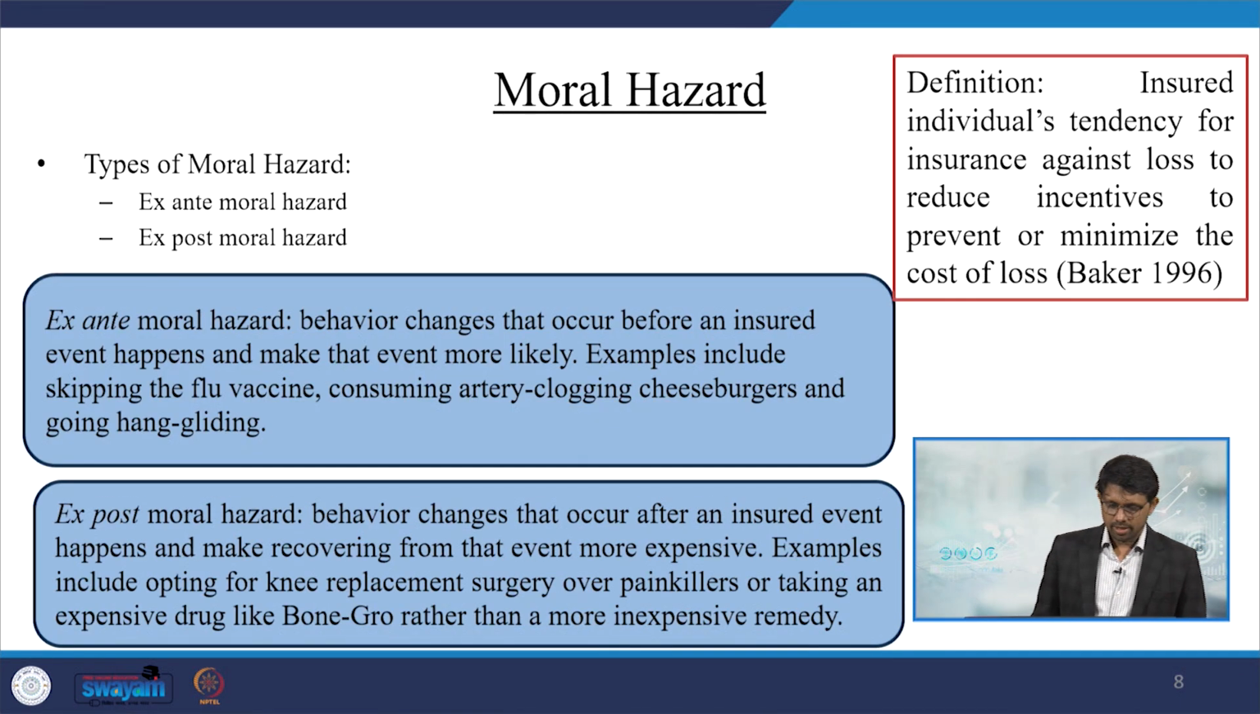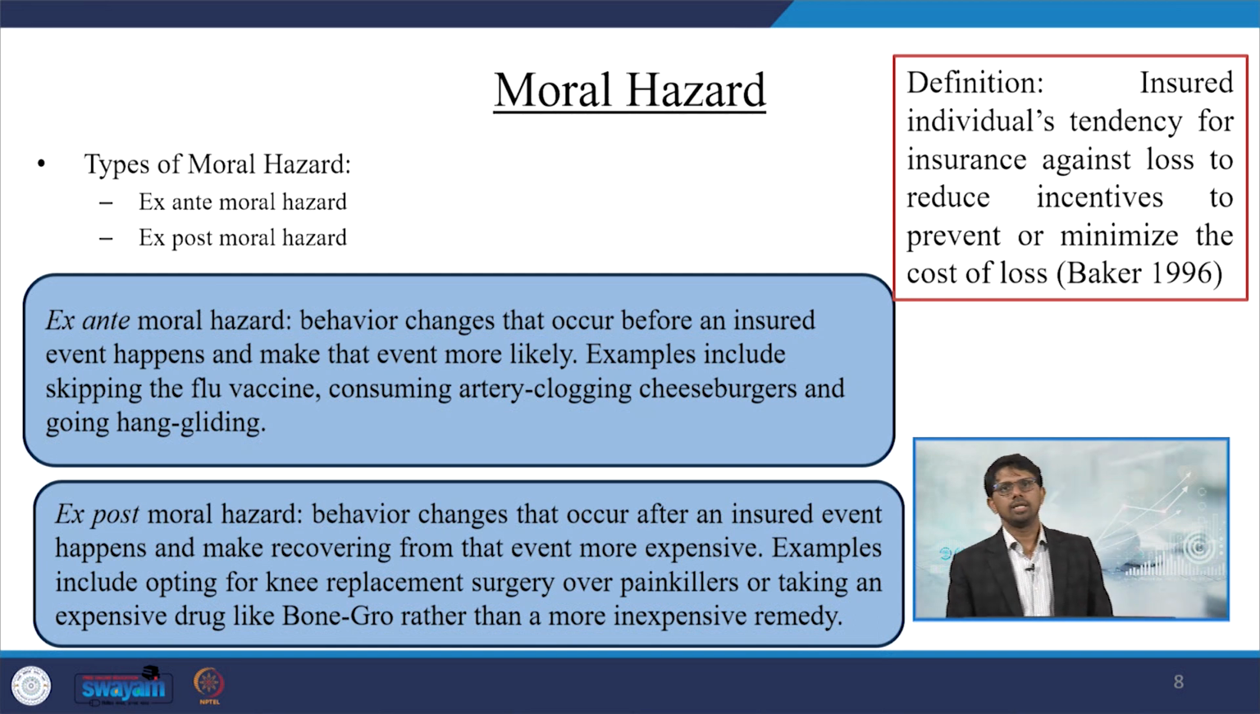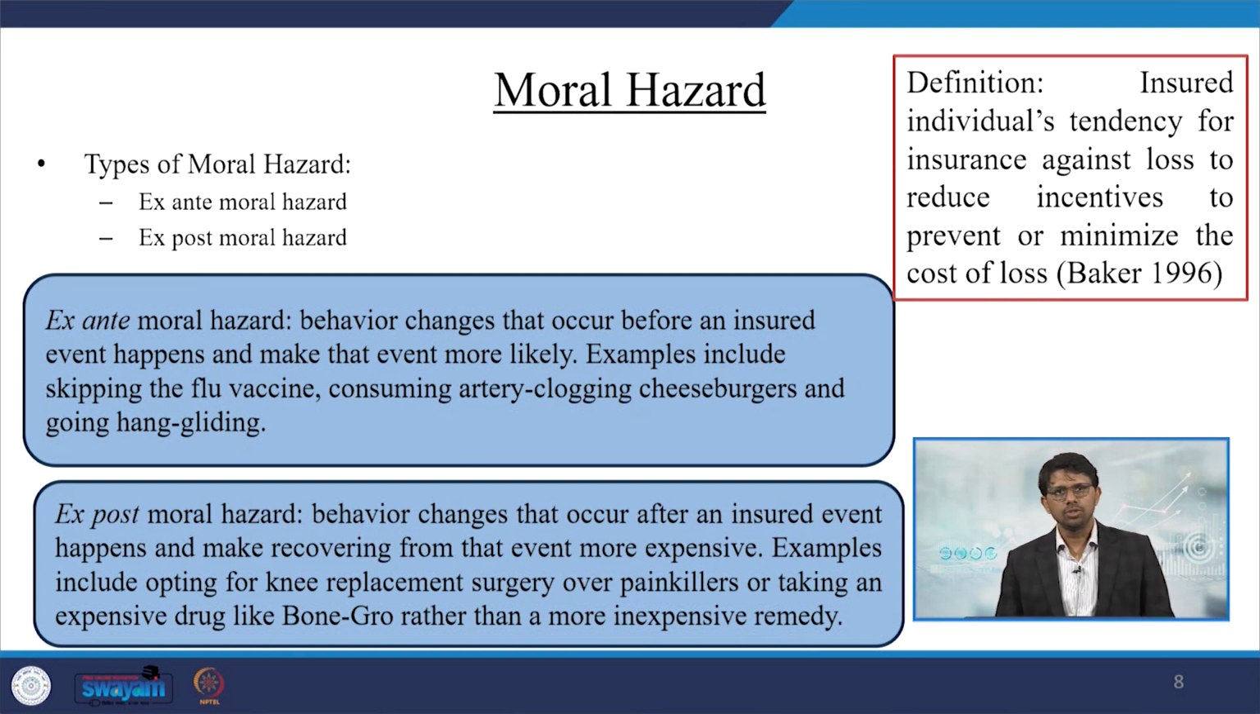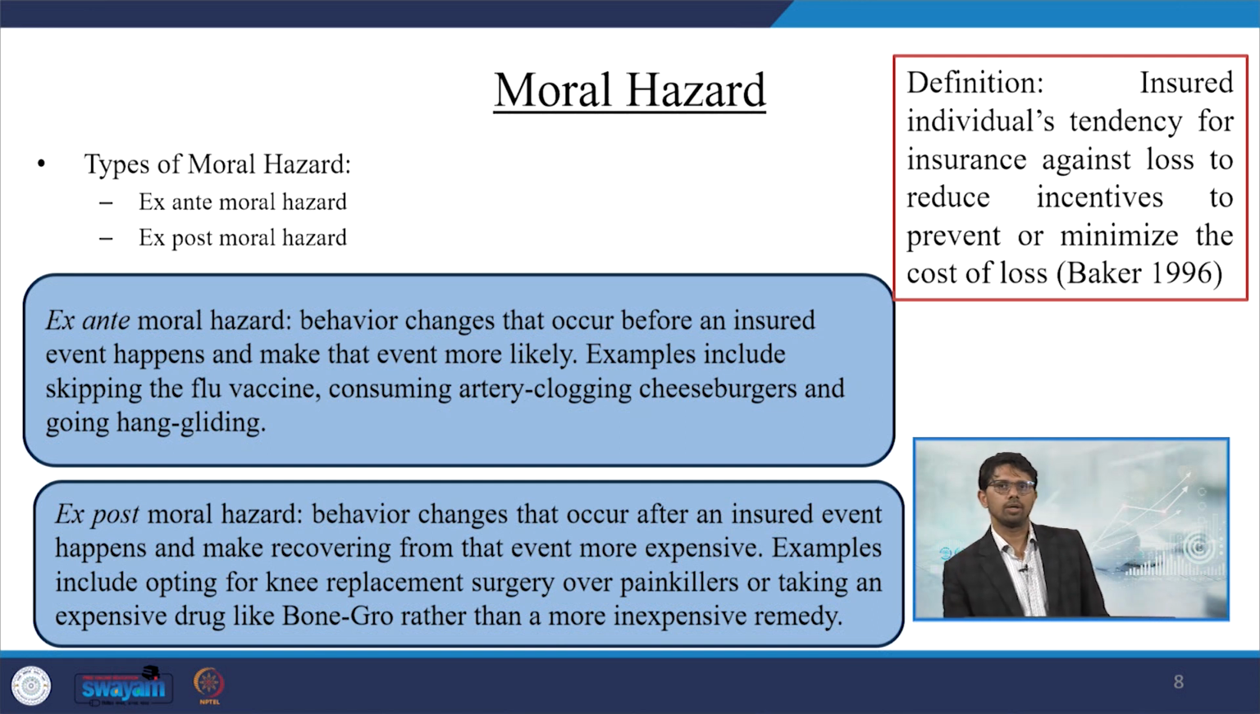So let's explain moral hazard in detail. As I already mentioned, to define moral hazard, it is related to the insured individual's tendency, with insurance against loss, to reduce incentives to prevent or minimize the cost of loss, as mentioned in the work of Baker 1996.